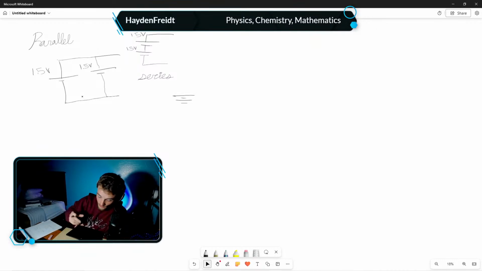And resistors, this is the symbol of a resistor. We just got this squiggly line here. That's the symbol of a resistor.